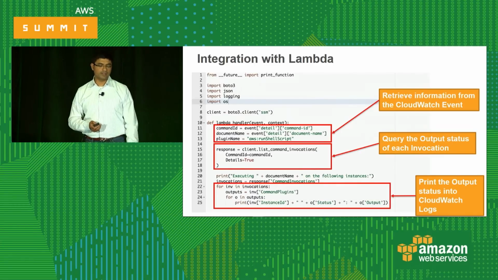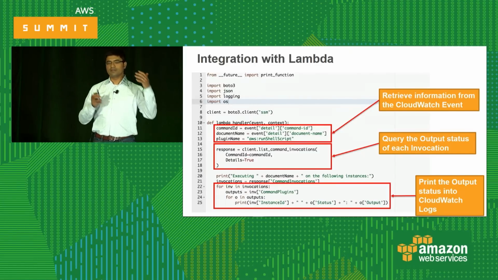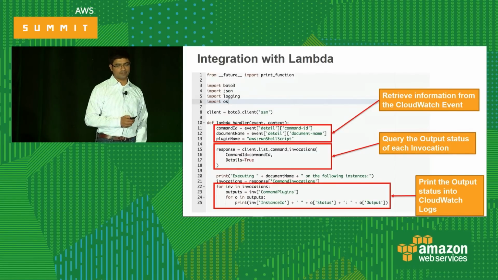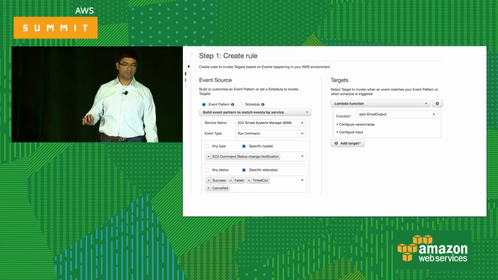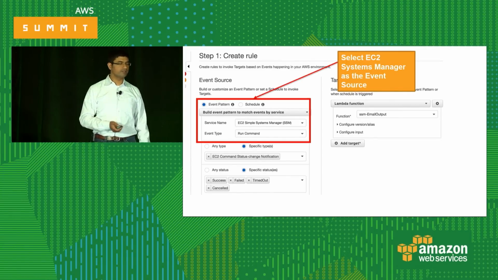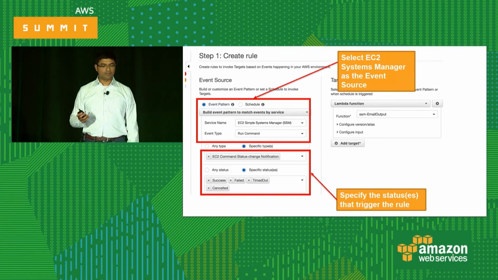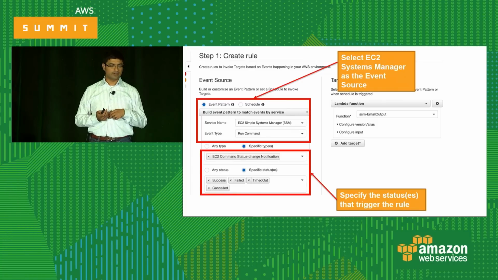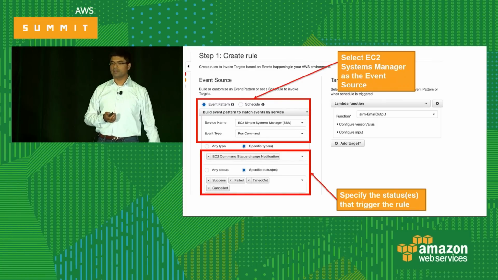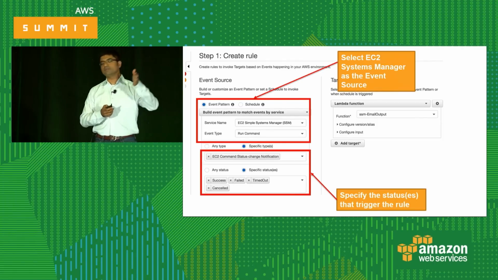So the philosophy here is rather than having to go through each command in the console, I want to look at all the output in CloudWatch logs. And the way you set that up is you set a rule which defines the source event, which is basically Systems Manager, run command. And then you set up the statuses on which it should be triggered. So in this case, it's a status change notification. What that means is run command status has changed from, say, pending to completed or pending to failed.